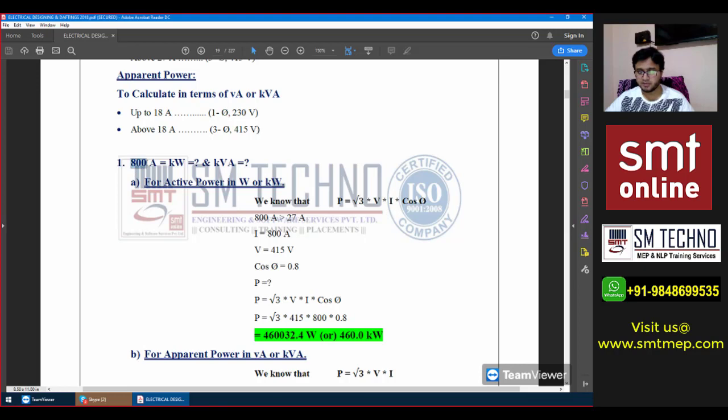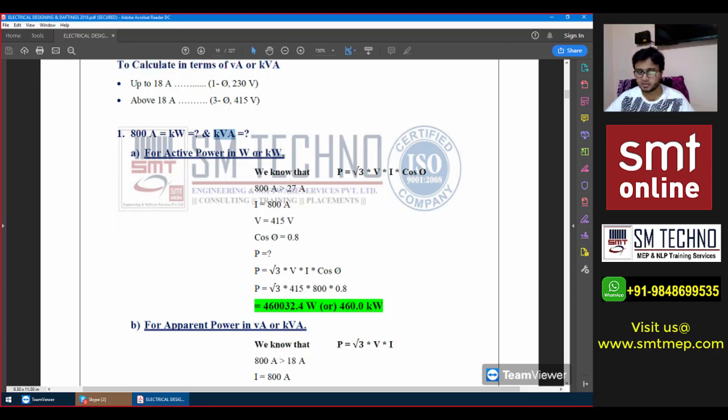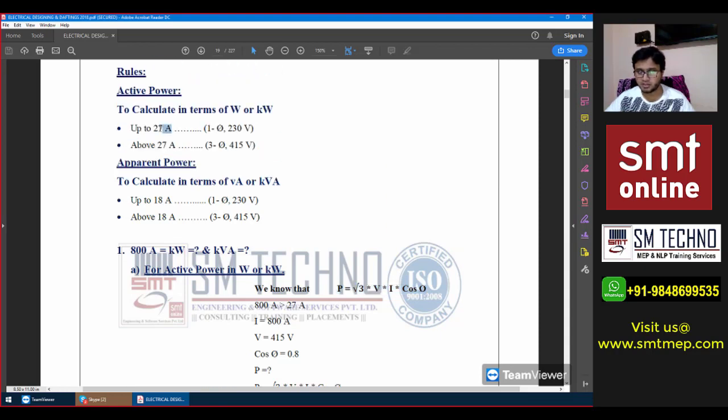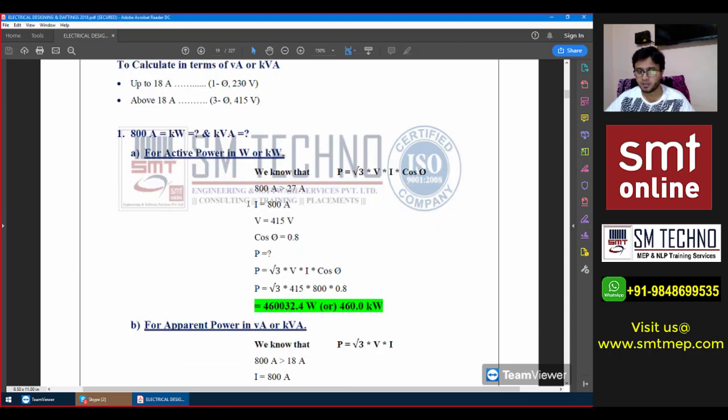So what is the question here? 800 amps. We have to find out the amount of load, meaning how much load we can put in terms of kilowatt for 800 amps of current, and how much load we can put in kVA for 800 amps of current. For active power, first we will substitute in watts or kilowatts. We know that P equals root 3 VI cos phi. Why have I taken this formula? Because 800 amps is more than 27 amps. The condition is: up to 27 amps is single phase, above 27 amps it's a three phase system.